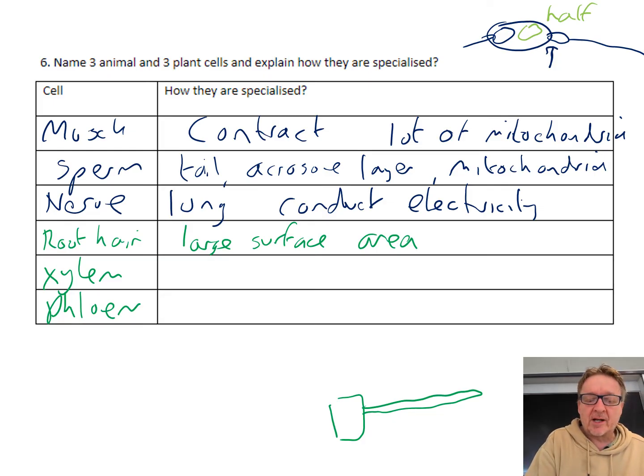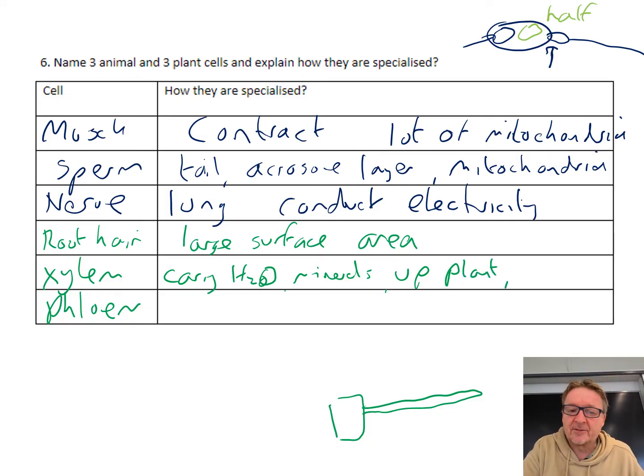Xylem, you've got to be able to spell this one. It's one of those words in science that you must be able to spell correctly. What it does is it carries water and minerals up a plant. It's just one direction. And the xylem is dead. They're just like tubes of lignin, which is dead.